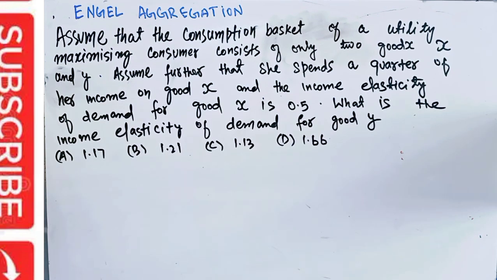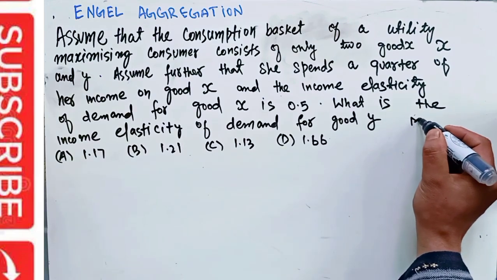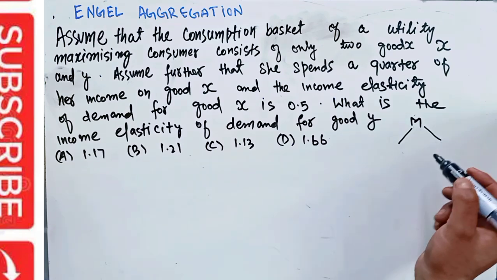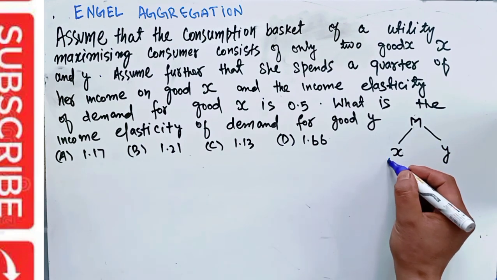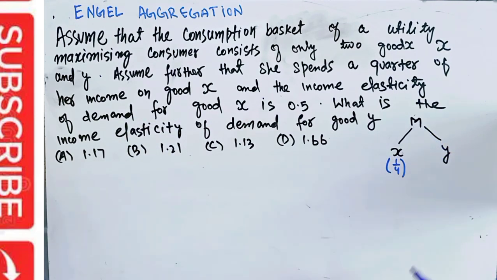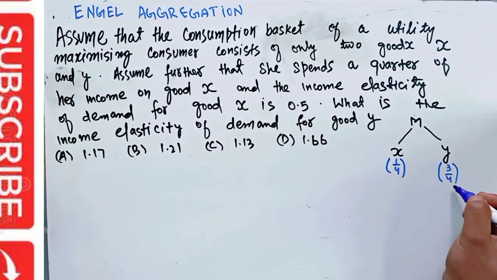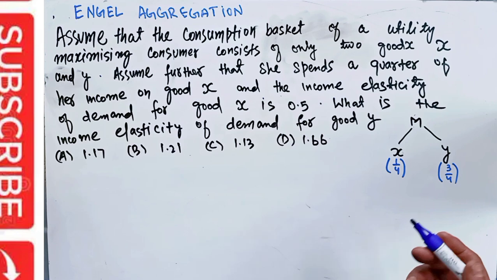Basically, we have a utility maximizing consumer. Let us suppose that the income of the consumer is M, and this income is spent on good X and good Y. How much of income is spent on good X? We are told it is 1/4. A quarter of income is spent on good X, and the rest will obviously be spent on good Y, that is 3/4. That means 25% of income is spent on good X and 75% of income is spent on good Y.